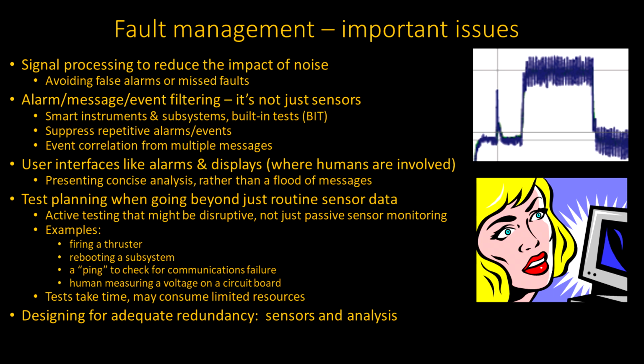Anytime you have a network of communications, you're going to have some kind of a ping, basically sending out a signal saying, are you there? And you get a response. And from that, you can check for communications failures. You might not do that on a regular basis with everything in the network, but when troubleshooting, you might issue more of these. And if a human has to get involved, a human might measure a voltage on a circuit board. There wouldn't be a sensor for any particular point on the circuit board, but a person with a voltmeter can certainly go and do that.